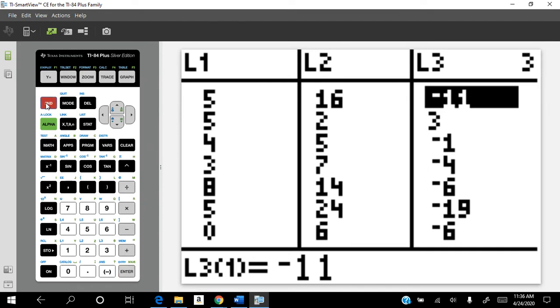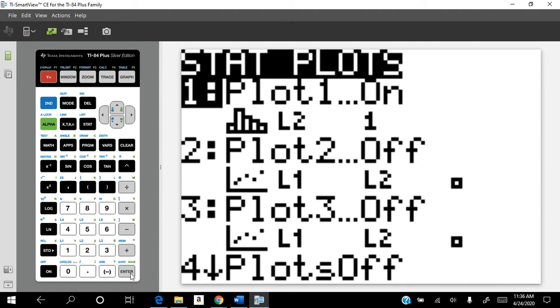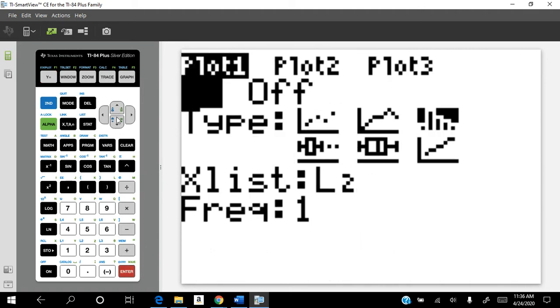Okay, so back to the conditions. We need to check the graph of the differences. So I need to do a histogram on L3 and analyze it for skewness and for potential outliers.